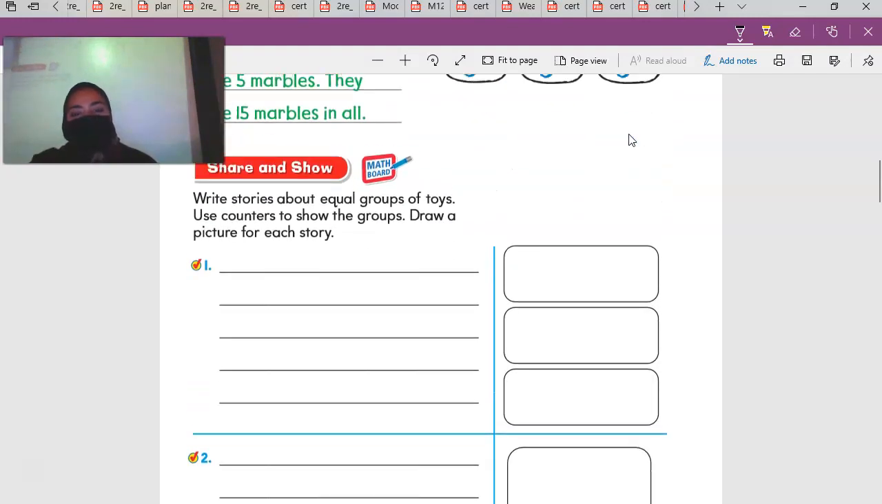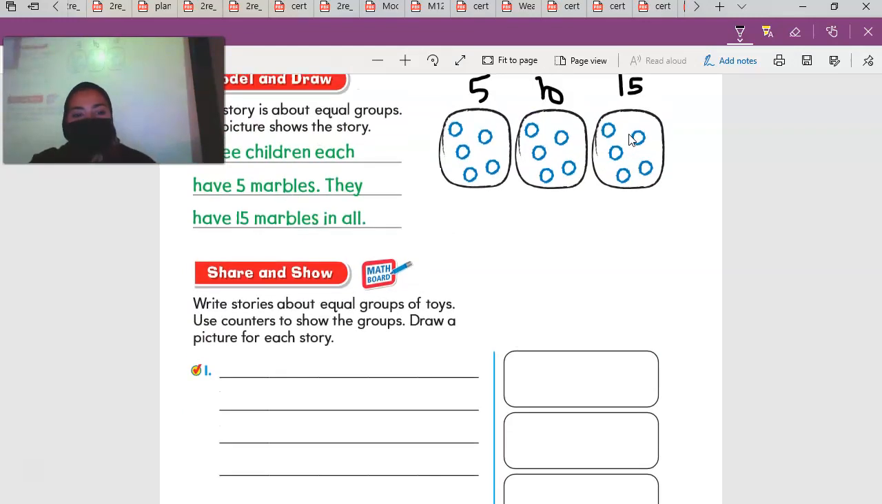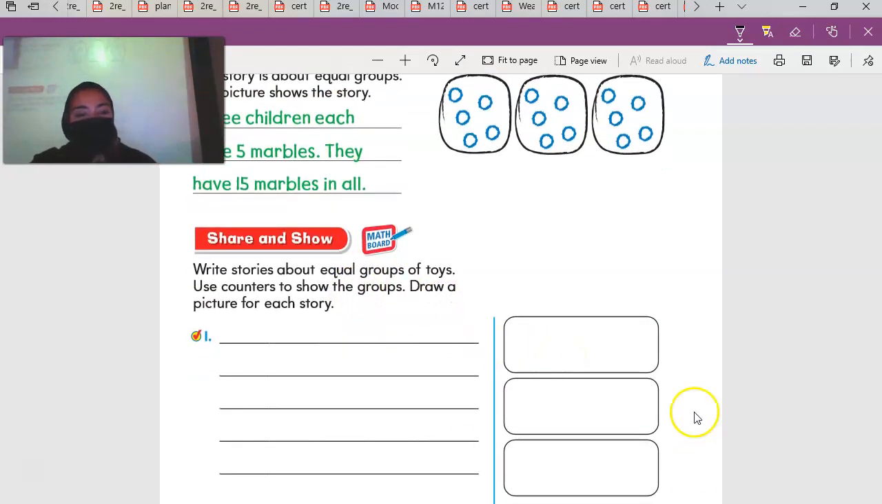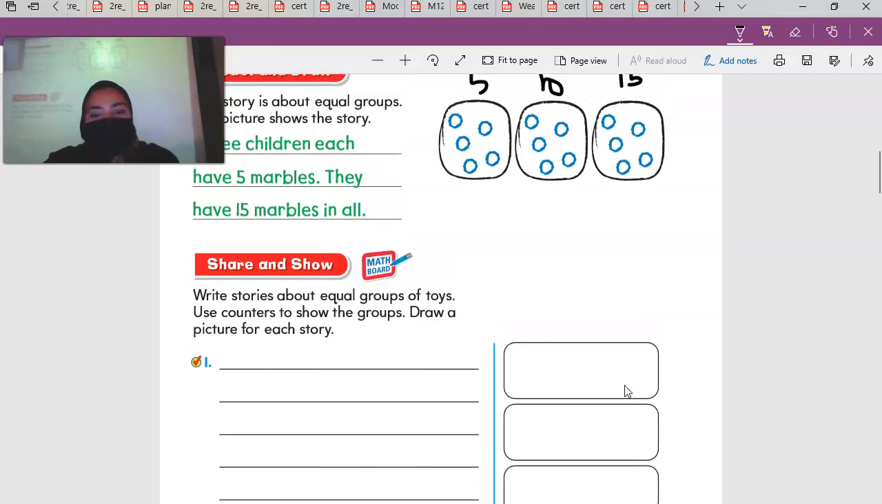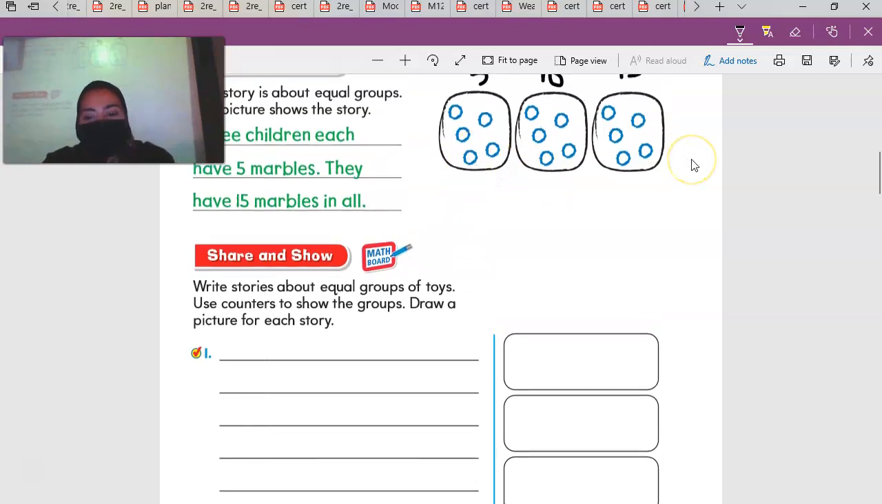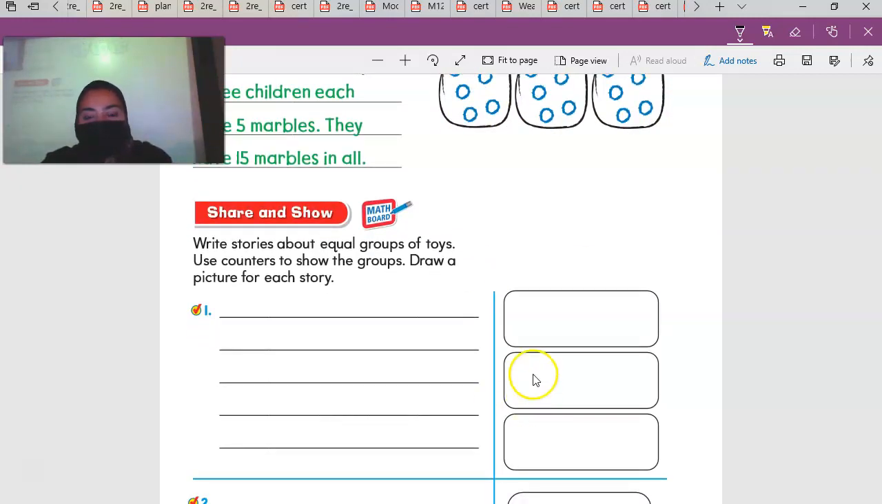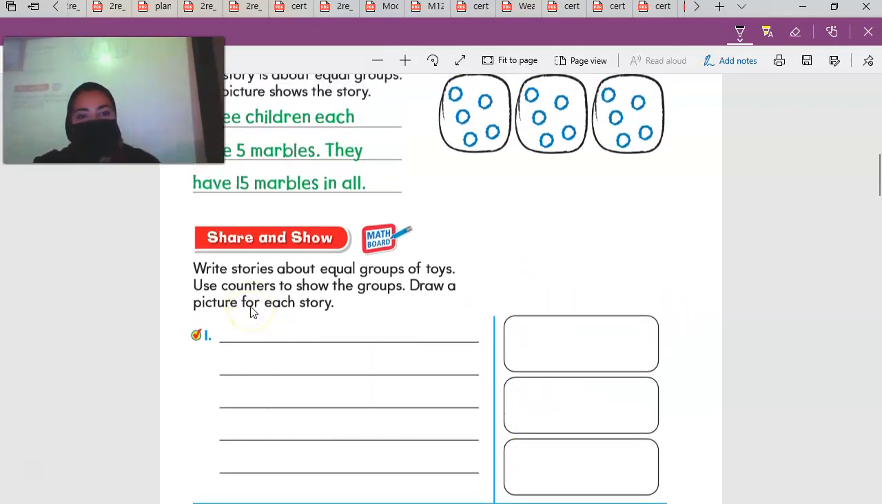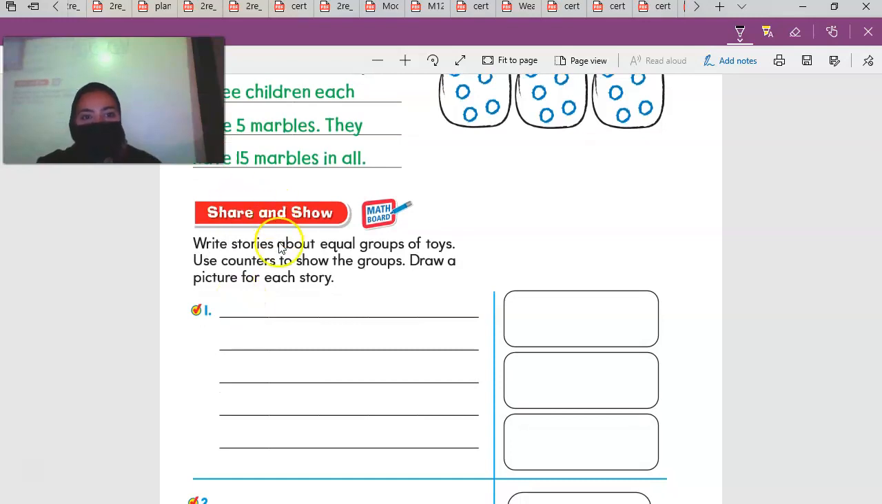So we're going to write stories about equal groups of toys. Use the counters to show the groups. Draw a picture. So they already gave us how many groups. They already told us what's going to go in each one. It's going to be toys. So here it says 3 children. That means there's 3 groups. How many groups are there on number 1? 3. So how am I going to start it off? I'm going to write 3 children, or you can say 3 whatever, dogs.